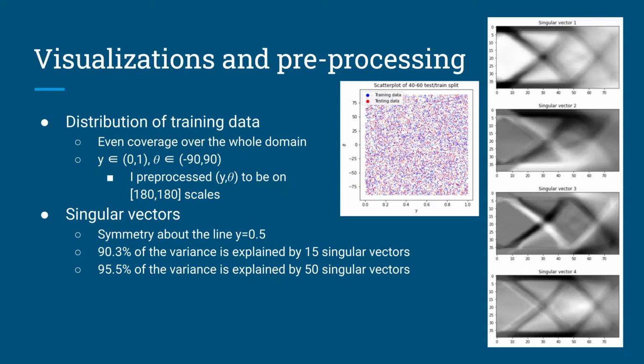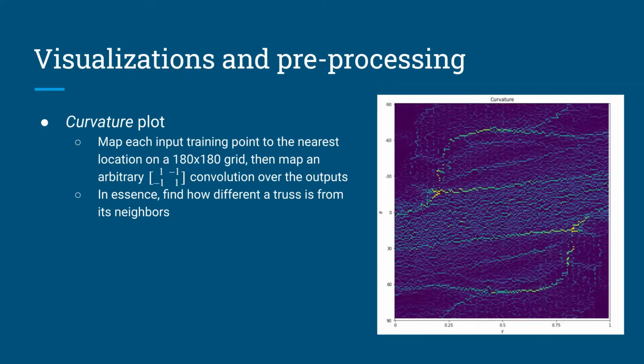The next visualization that I did was a singular value decomposition of the output space. I found that the singular vectors show high-level features such as truss members and symmetry. Additionally, it doesn't take many of them to explain most of the variance.